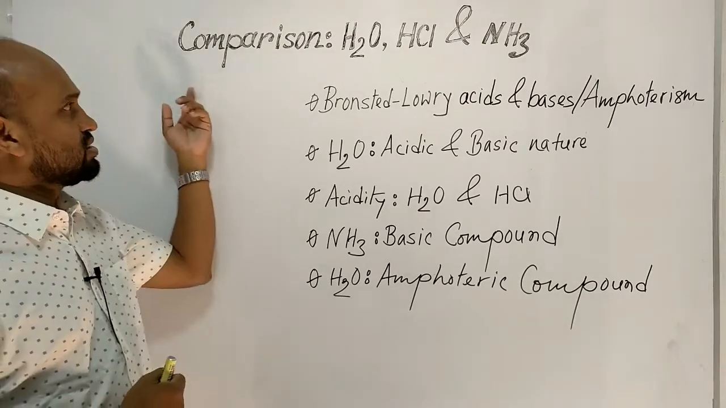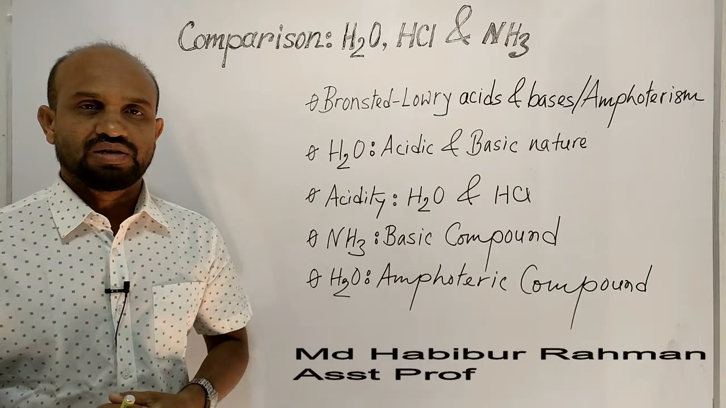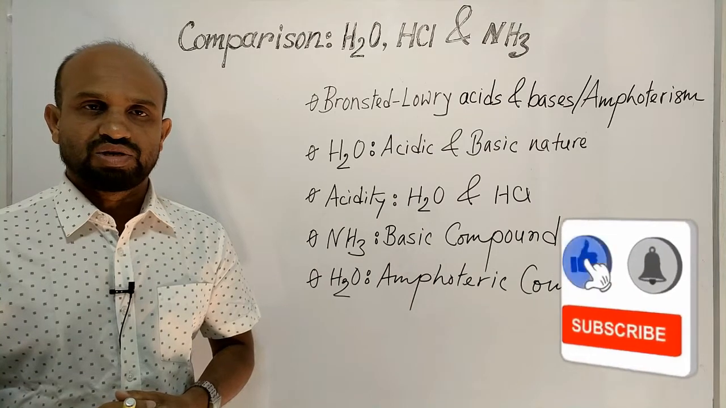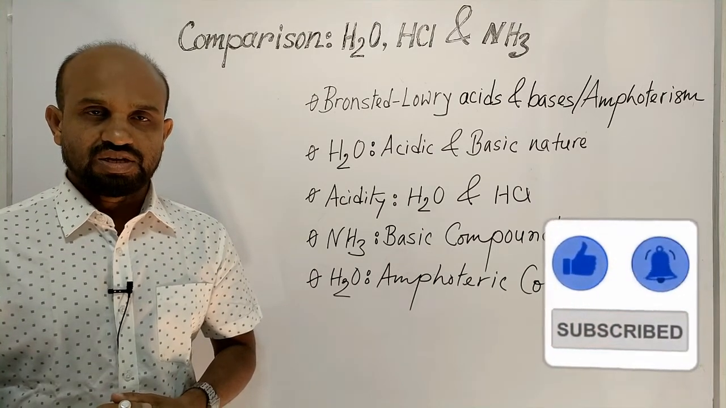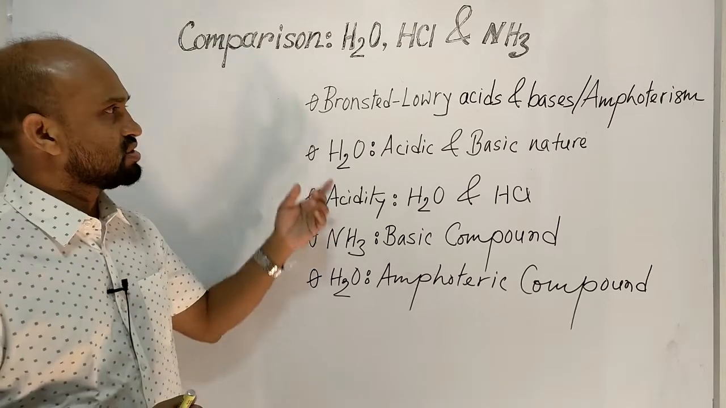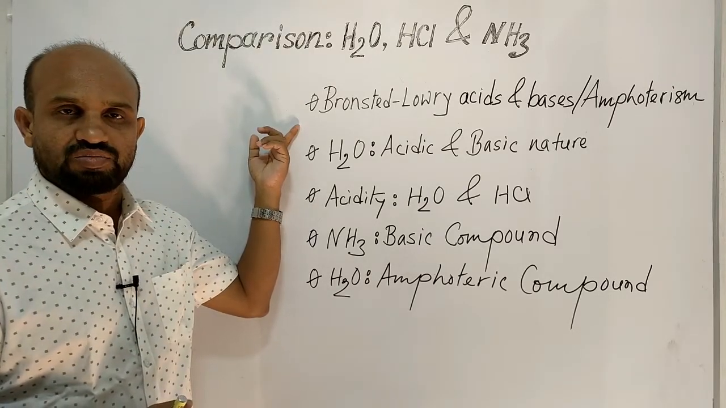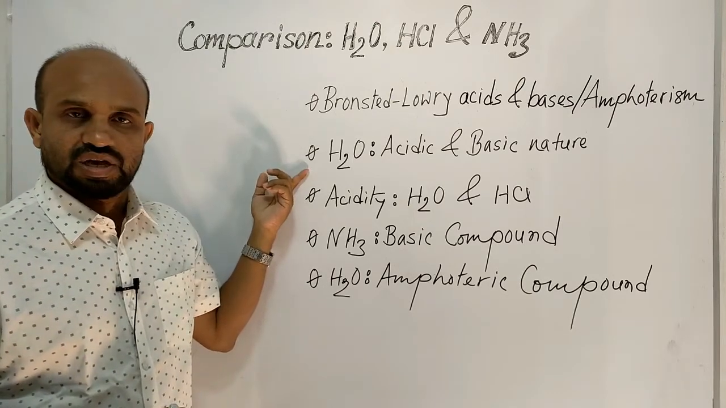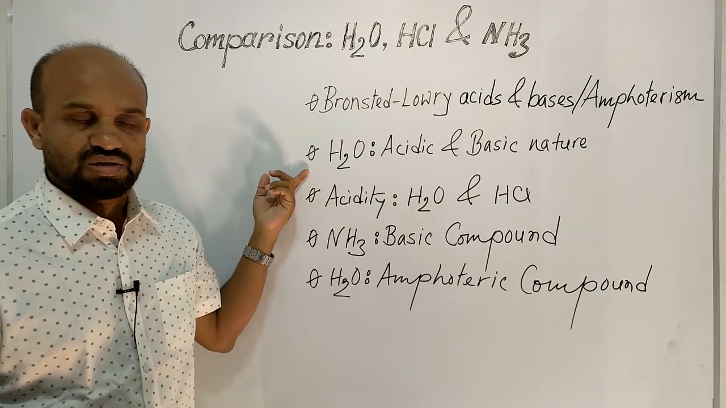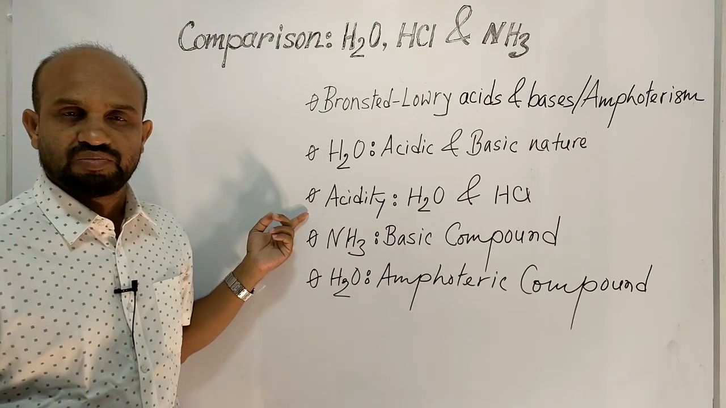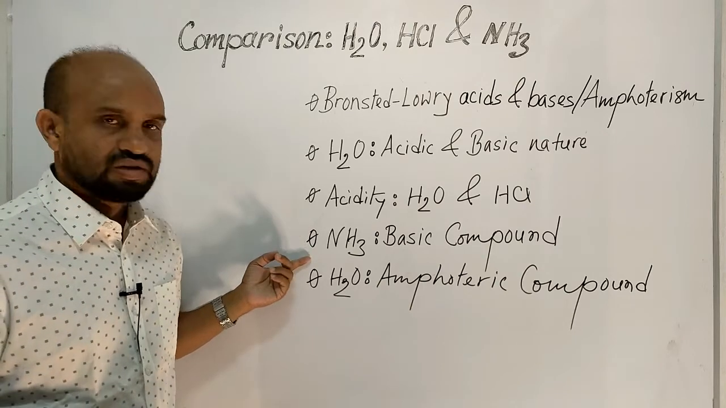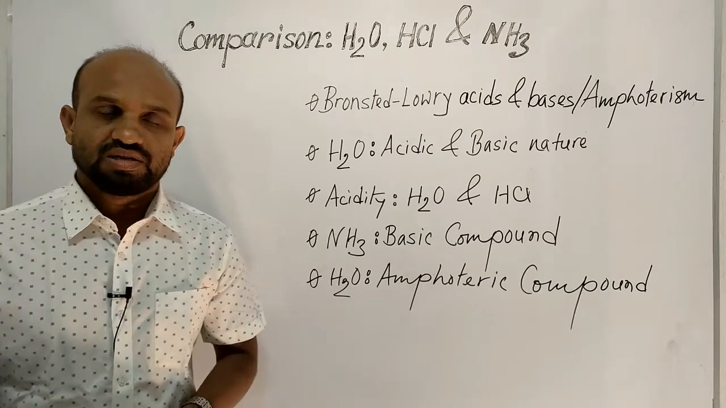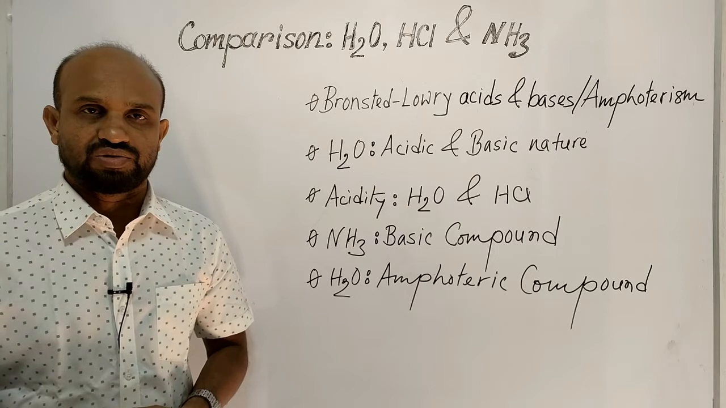Today's lesson: comparison between water, HCl and ammonia in the light of the Bronsted-Lowry acid-base concept. In this lesson, we are going to learn Bronsted-Lowry acids and bases and amphoterism, the acidic and basic nature of water, acidity of water and HCl. Ammonia is a kind of basic compound, and finally water is a kind of amphoteric compound.